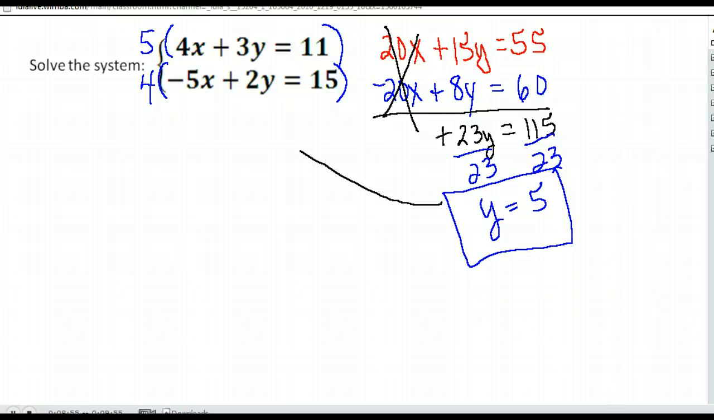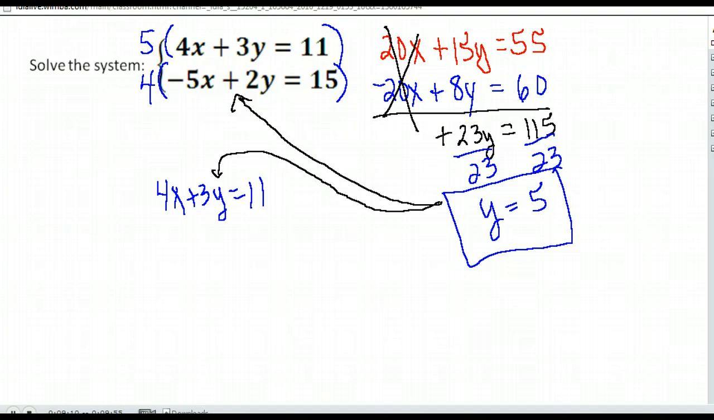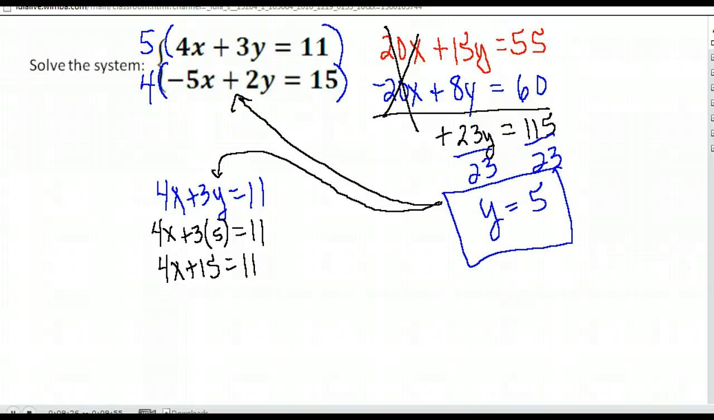When we take that solution back to these original equations we had, you can choose either one. Let's say I chose the first equation, 4x plus 3y equals 11. It doesn't matter which one you choose, you'll get the same answer either way. And we're going to substitute our value we found for y. So we write everything else exactly the way it is. 4x plus 3, only we replace the y with a 5. So I have 4x plus 15 is equal to 11, and I solve for x.